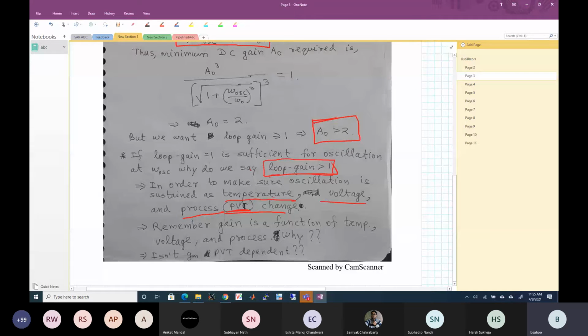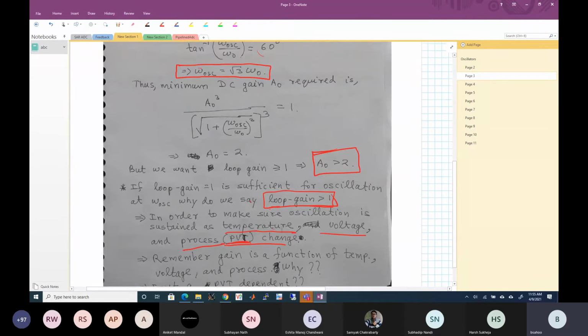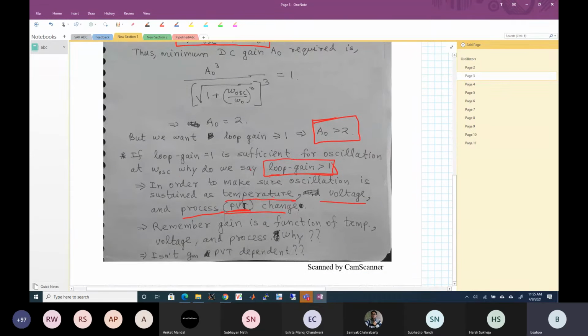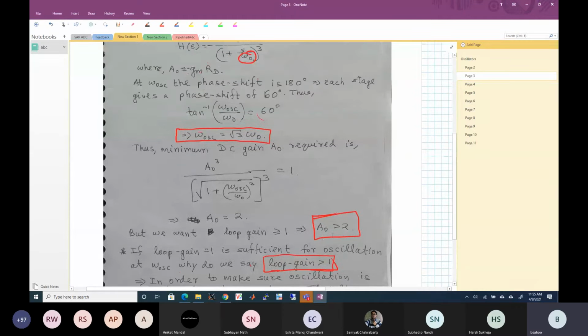I have already explained this: isn't gm PVT dependent? Because gm is a function of mu n C ox. Mu n is mobility. C ox, the oxide capacitance, is also dependent on how thick the oxide is, and on the polishing and all the fabrication that happens. So all these things come into the picture. Therefore, we have to make sure that our loop gain is greater than 1.